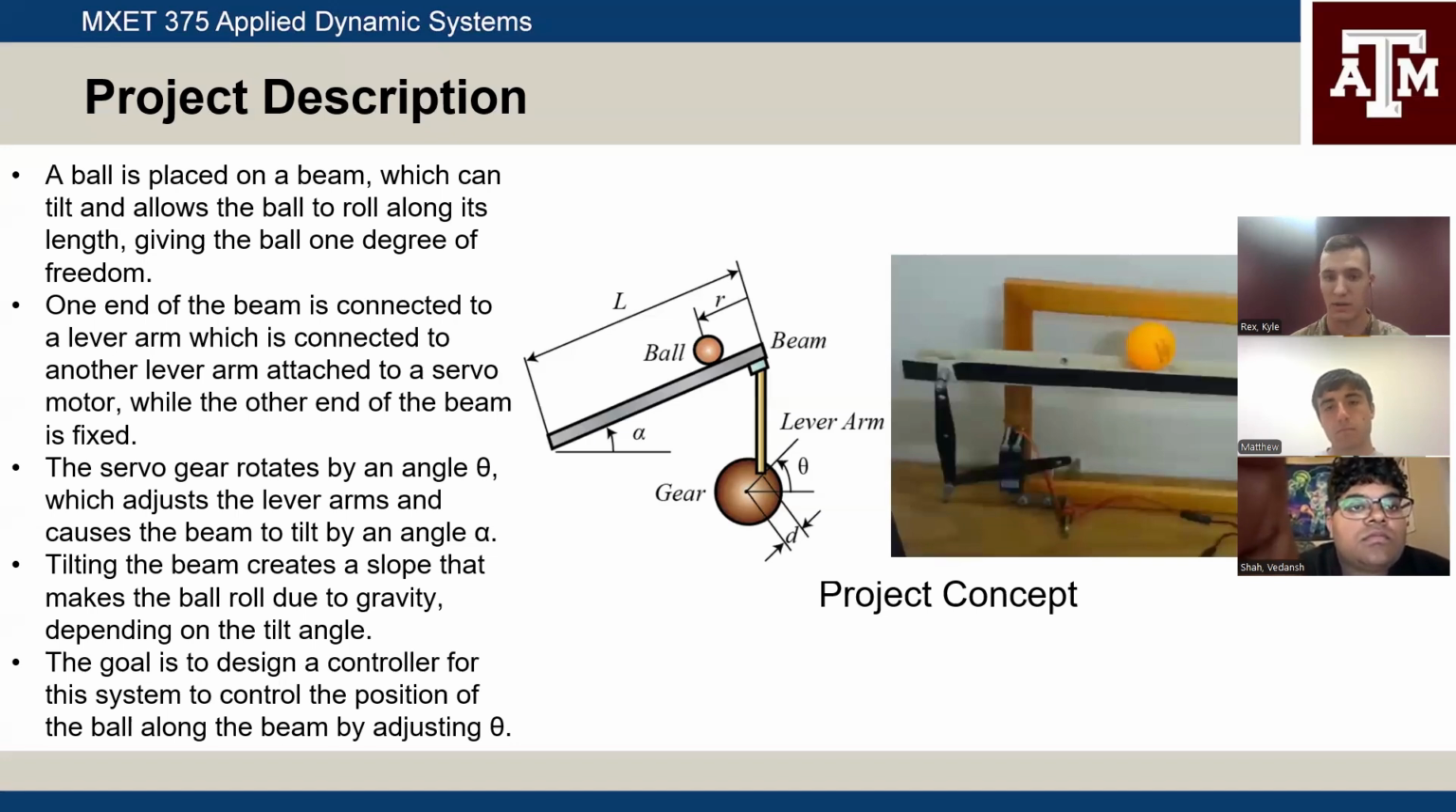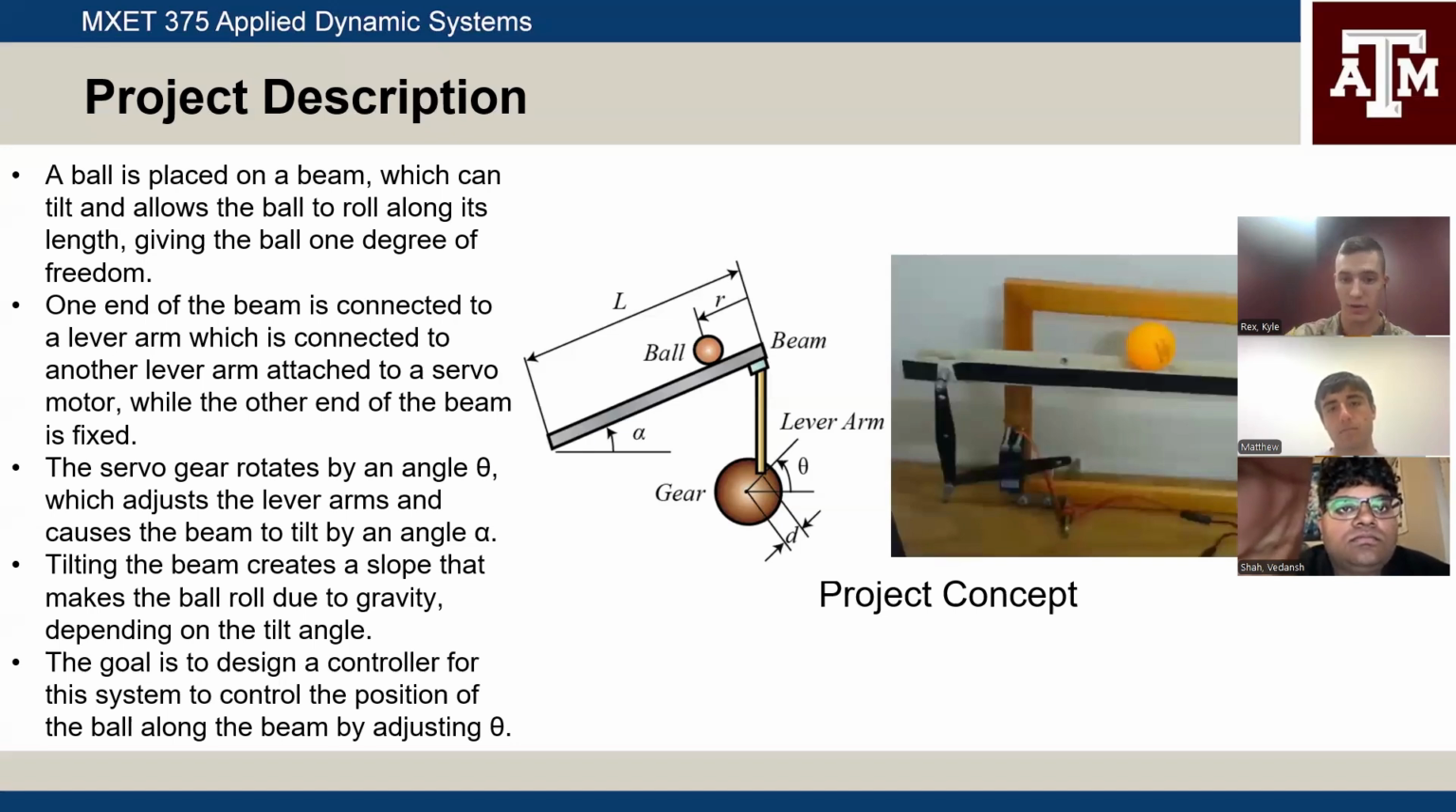And then to the right here, you can see some physical models of what our prototype and simulation will hopefully look like. And as you can see right there, you have the gear with a distance D, which in our case is going to be a lever arm. And then that lever arm is rotated a certain degree, theta.